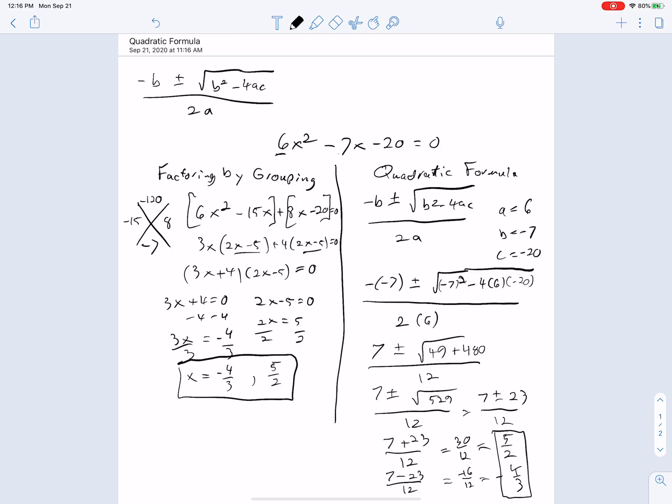So you can see, either way we solve, we get the same answers for this particular equation. So that's what should happen when we do this. No matter what method we use to solve these equations, we should end up with the same answer. So let's take a look at another example.